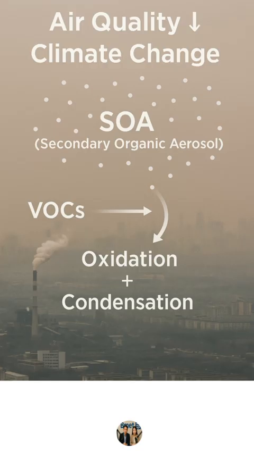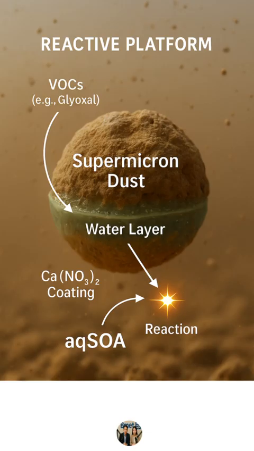Secondary organic aerosols, or SOA, are tiny particles formed when volatile organic compounds in the air go through oxidation and condensation. They're called secondary because they don't come directly from emissions, but form later in the atmosphere. And here's the catch. They're a major part of smog, and they have huge impacts on air quality and climate change. But dust particles are coarse, right? How can they possibly take part in this process?